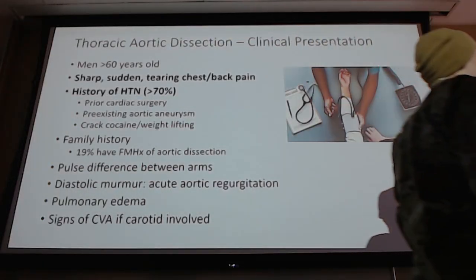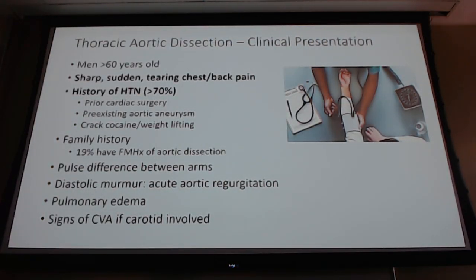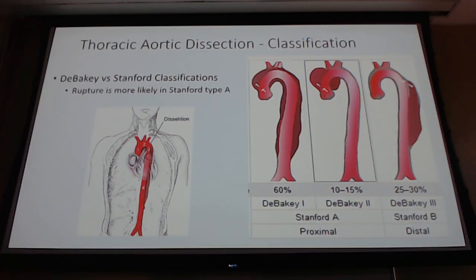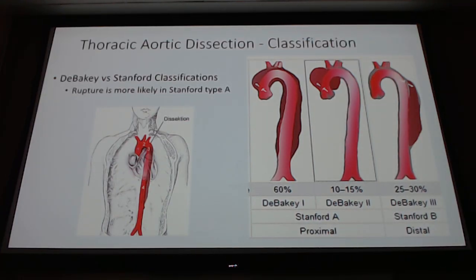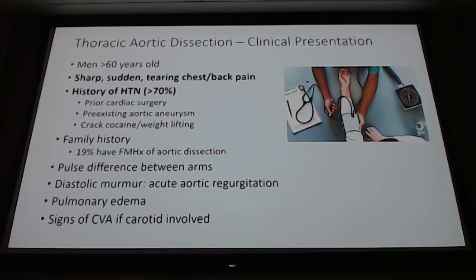What are you going to look for? You're going to look for pulse differences between the arms. Okay, if you look back here, you have your subclavian and your brachiocephalic. If it is up to that point, or if it's just part of it, you may have a pulse difference. So it's very, very important to feel those pulses within both arms.